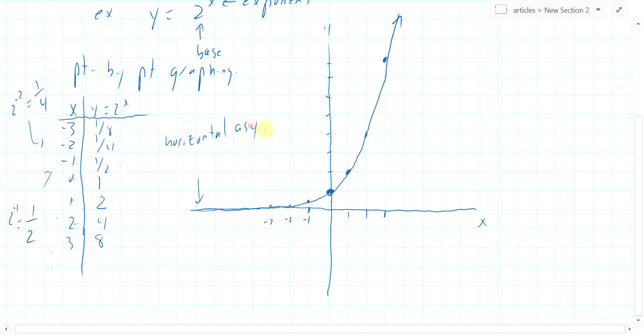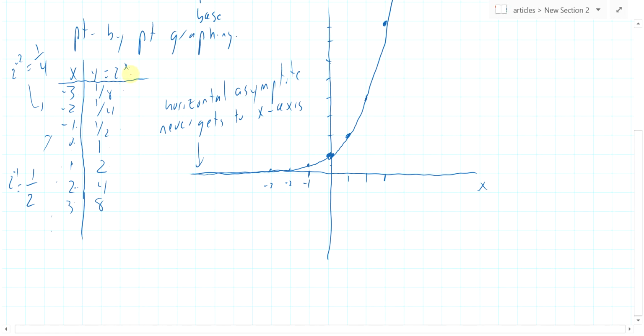Horizontal asymptote. It never gets to 0. Right? It never gets to the x-axis, but it comes very, very close. So no matter what number you raise 2 to, 2 to the minus 3 is an eighth, 2 to the minus 10th would be 1 over 1024. But no matter what number you raise 2 to the x, it's never equal to 0.